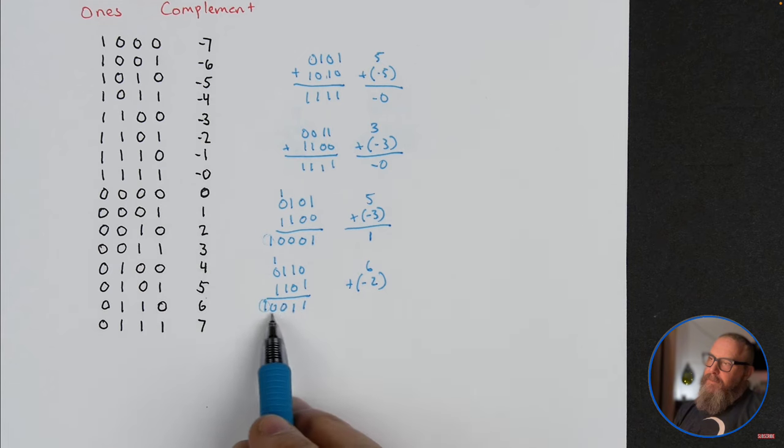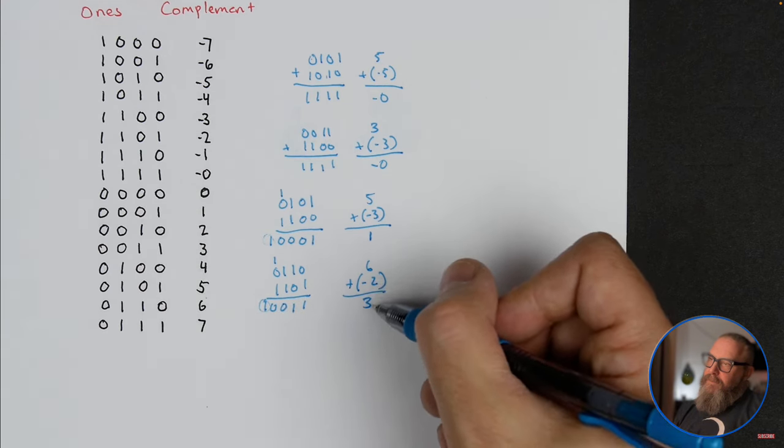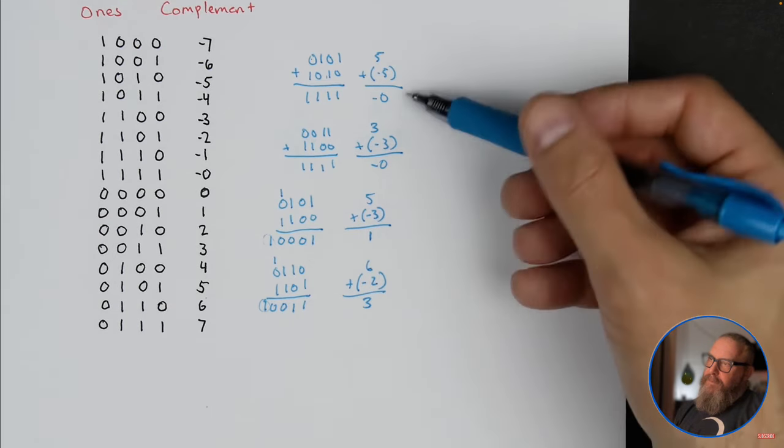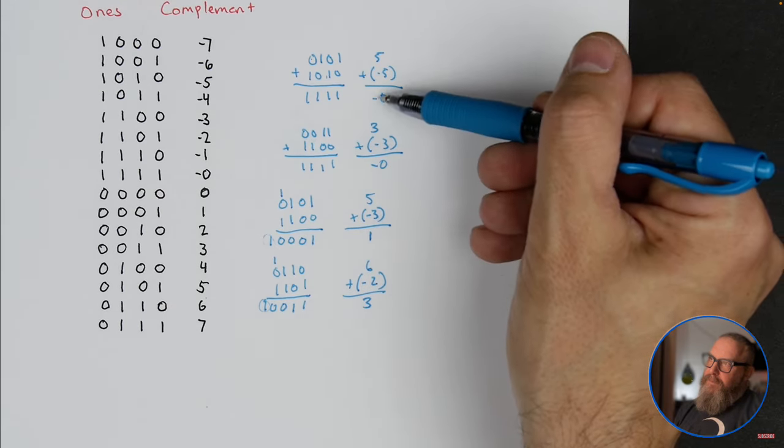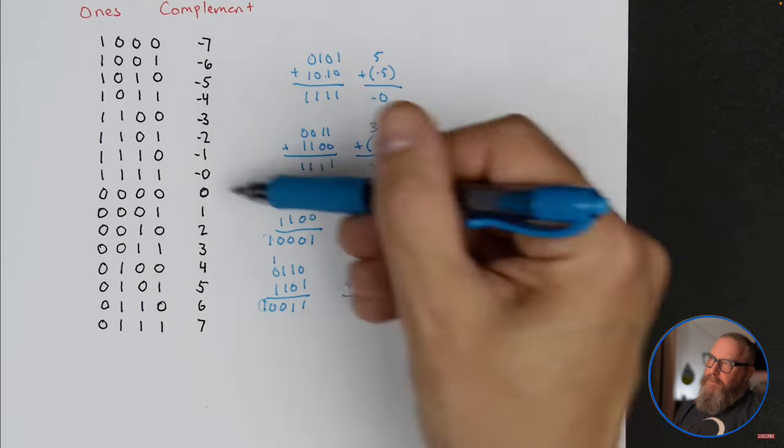Again, ignore that first bit because we're working with 4 bits, so 0, 0, 1, 1 is 3. So we're saying 6 minus 2 is 3. Close, but we're definitely seeing an interesting pattern here. In fact, if we look at these places where we're getting this negative 0, if we just go down 1, we see 0, which is what we want.